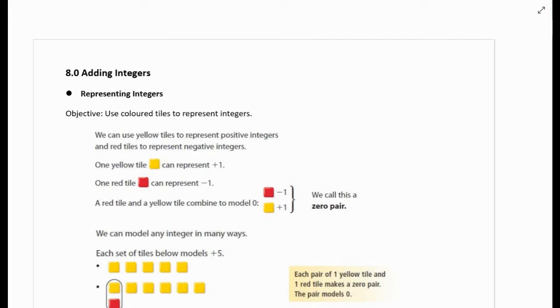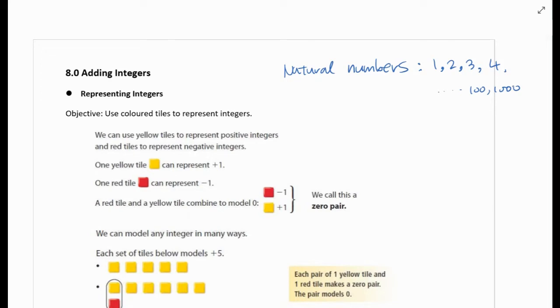Today we're going to learn how to add integers. Okay everyone, what are integers? Before we learn integers, we're gonna talk about natural numbers. So natural numbers are numbers like 1, 2, 3, 4, 100, 1,000. So it's basically whole numbers greater than 0.